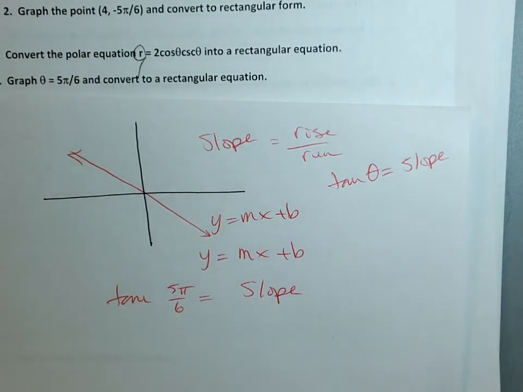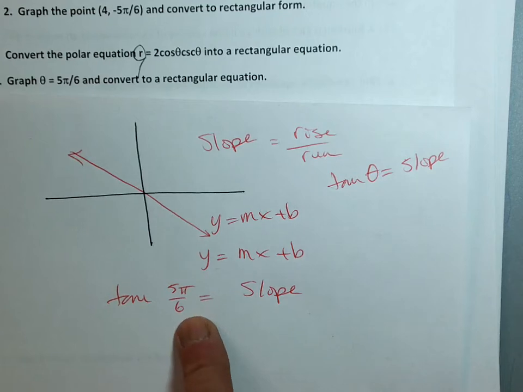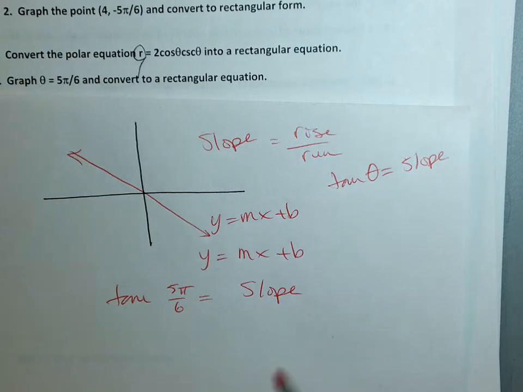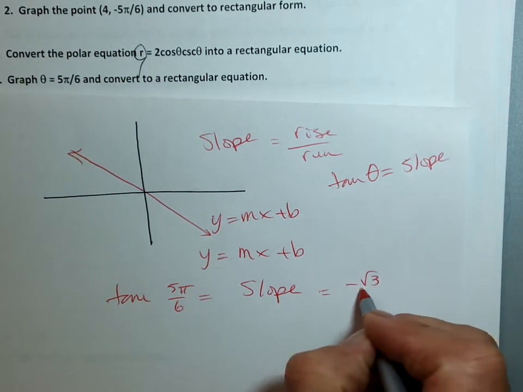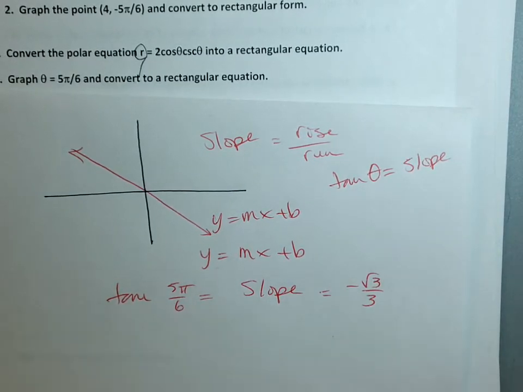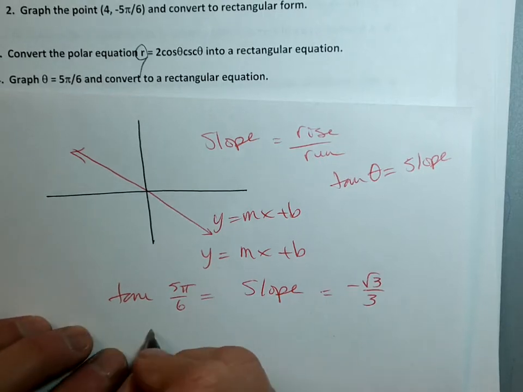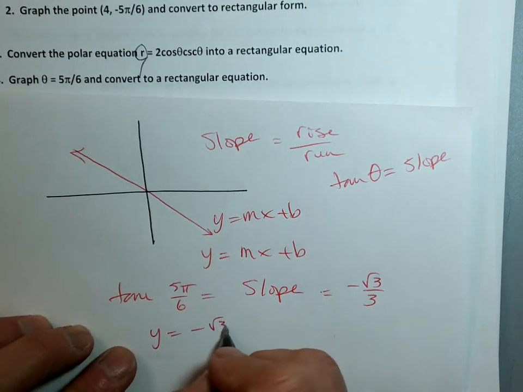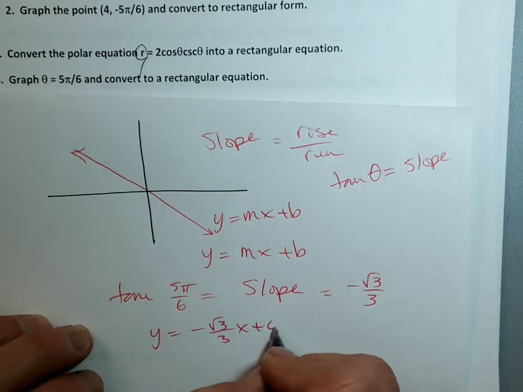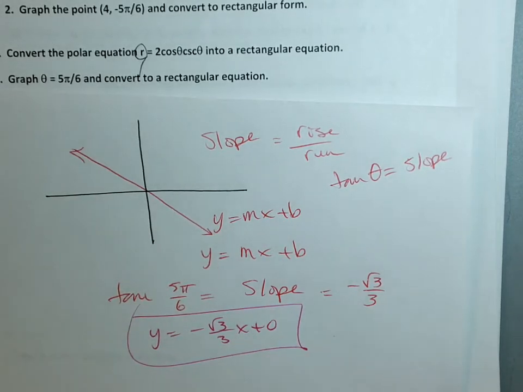Okay, I'm just going to do that. And I'm probably going to be in radian mode, correct? Well, luckily, I don't even need my calculator because I know the tangent of 5 pi over 6 is negative square root of 3 over 3. So now I know my slope is negative square root of 3 over 3. So the equation of this line is y equals negative square root of 3 over 3 x plus 0. And you don't need the 0. I just put it in there anyway, okay? How's that? A little confusing, but not too bad?